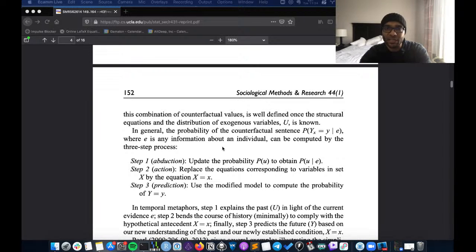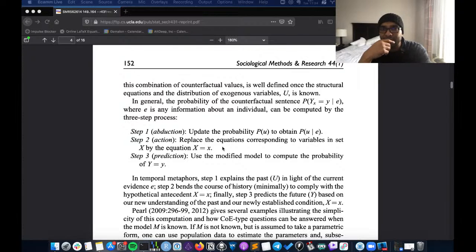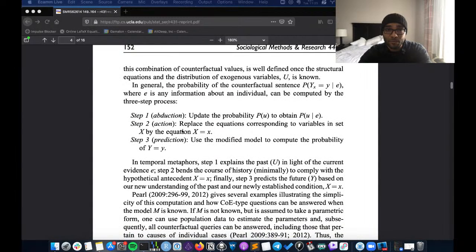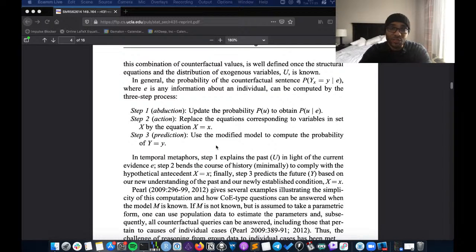In general, the probability of the counterfactual sentence, where E is any information about an individual, can be computed by the three-step process: abduction, action, prediction. So this I talk a lot about in my workshop. Abduction, action, prediction. This is where we start with the probability on U. We obtain the probability of U given E. Action: replace the equations corresponding to variables in the set X by the equation X = x. And prediction: use the modified model to compute the probability of Y = y.